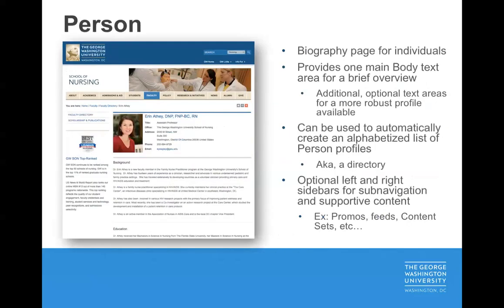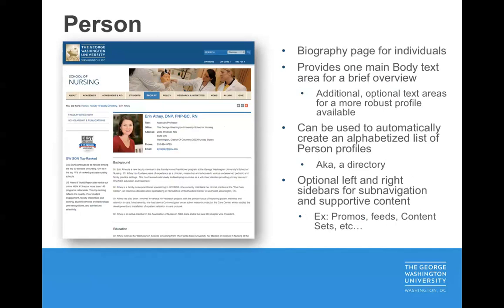The next page content type is the person page, and this is your biography page. It provides one main body text area for a brief overview, and then on the back end, you'll actually be able to see there are additional text fields that you can fill in if you really want to drill in to this person's biography and give more detail. So you can go in detail about their education, any awards that they might have earned, any publications that they might have out there. It really does allow you to go very deep and very robust with these biographies.